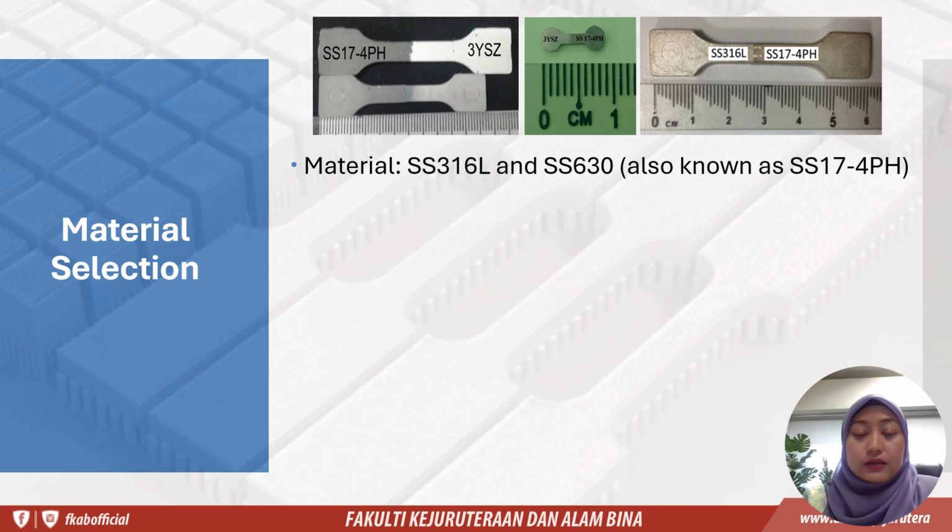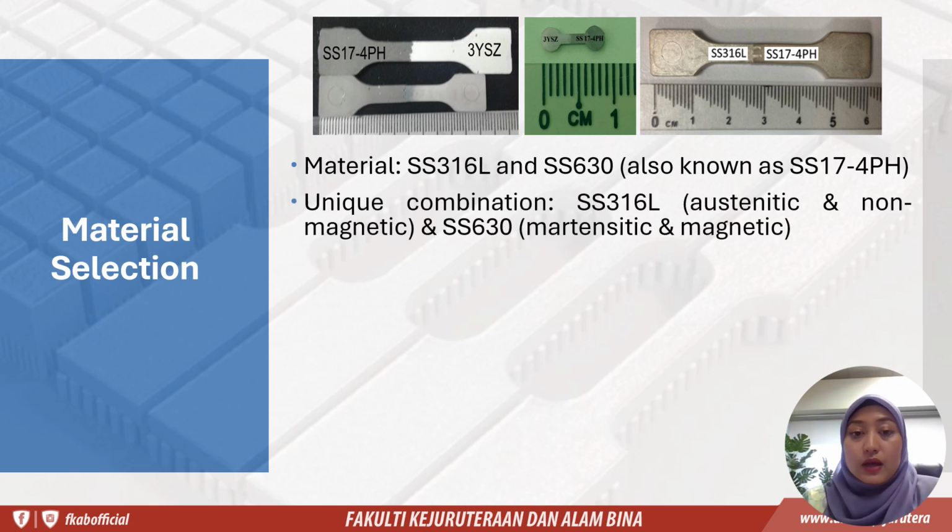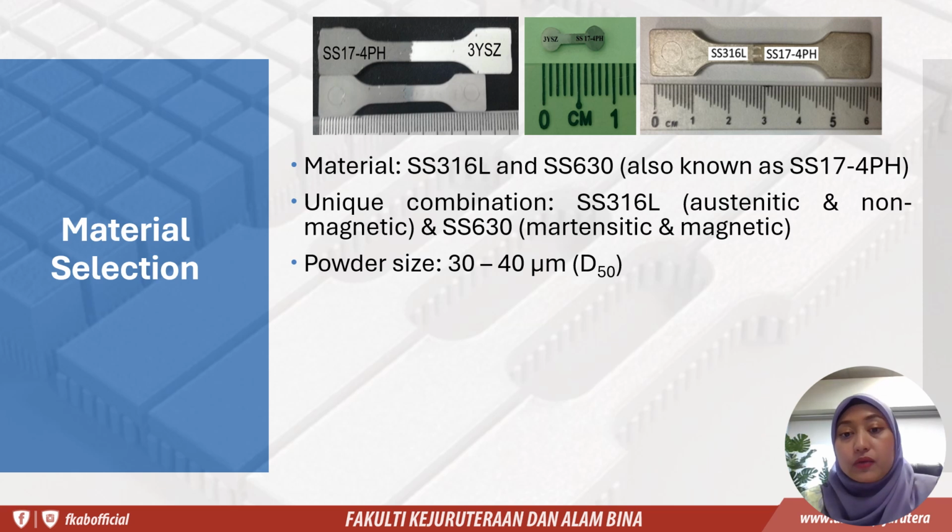So in this project, the materials that we use are stainless steel 316L and 630. Take note that 630 is also known as 17-4PH. So why did we choose these two metals? Because they have a unique combination: 316L is austenitic and non-magnetic, while 630 is martensitic and magnetic.